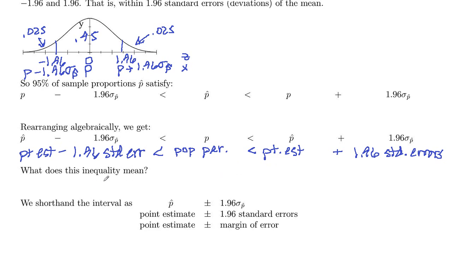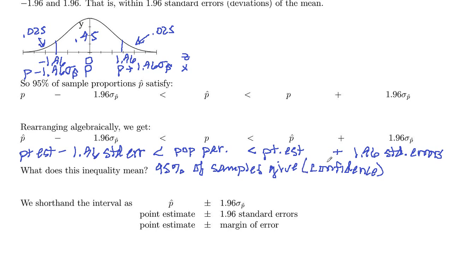So again, what does this inequality mean? This means that 95% of these interval estimates are going to contain the population proportion. So 95% of samples are going to give intervals, and these are actually confidence intervals, that contain p, the population parameter.